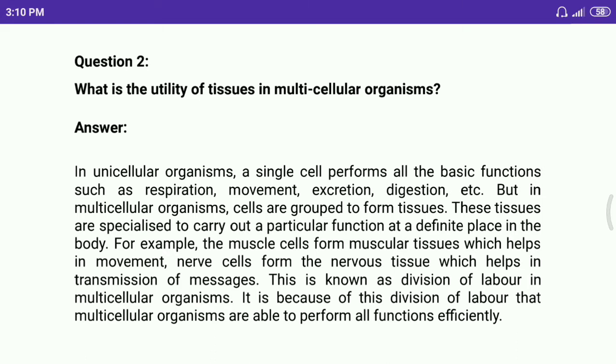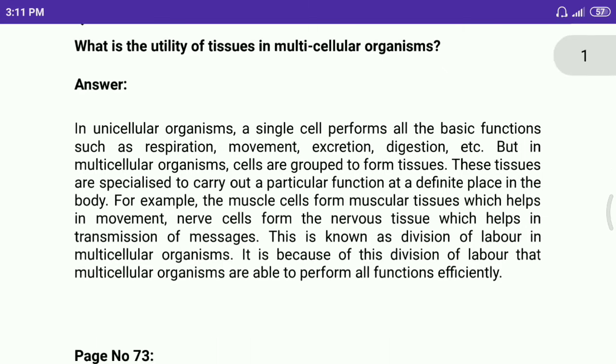For example, the muscular cells form muscular tissue, which helps in movement. Nerve cells form nerve tissue, which helps to transmit messages. This is known as division of labor. In multicellular organisms, it is because of the division of labor that they are able to perform all basic functions effectively.